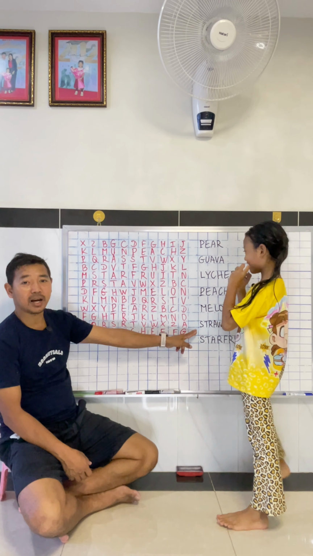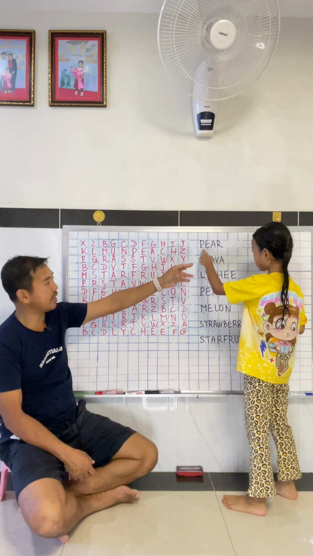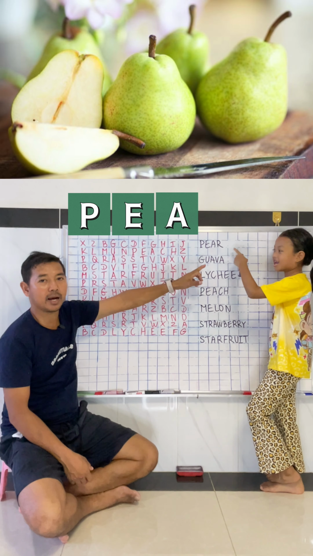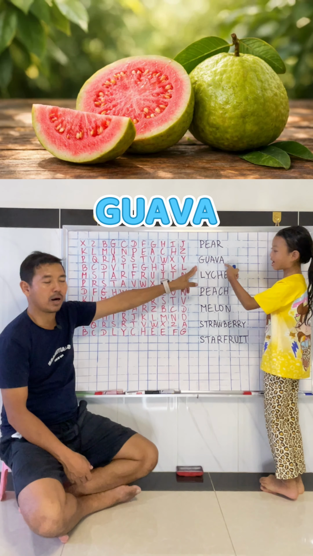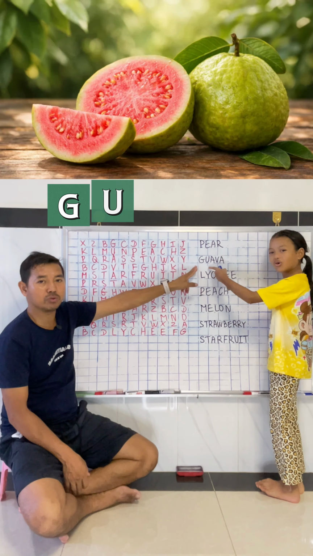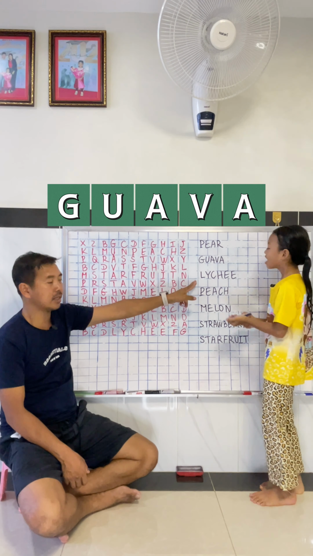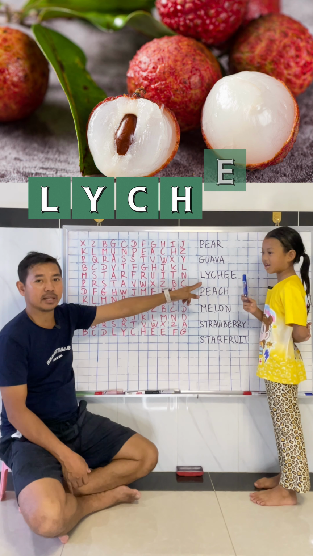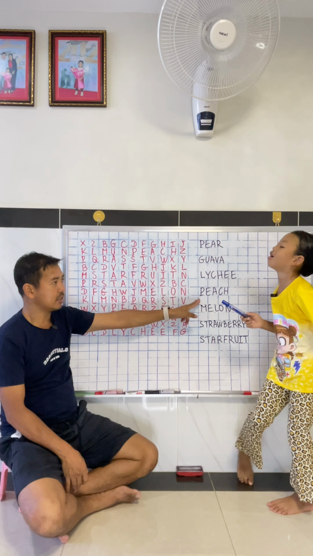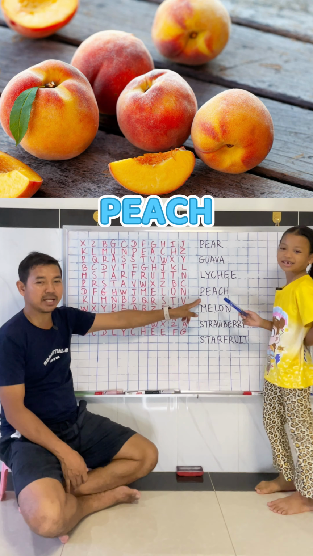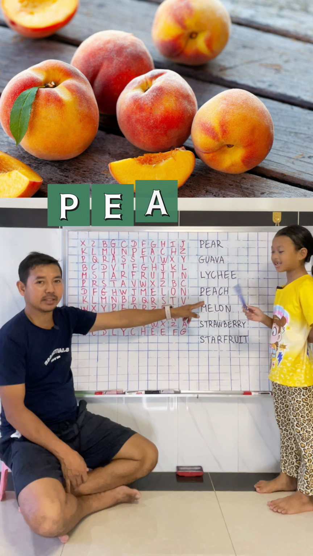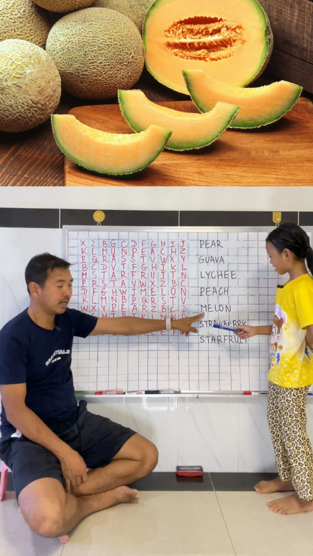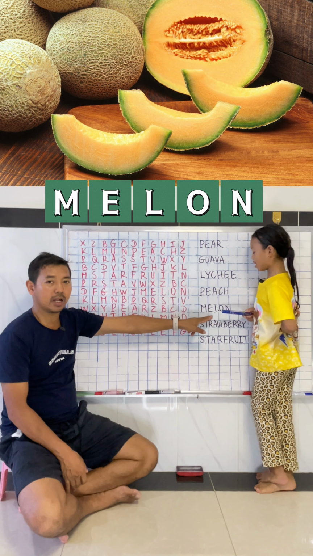So now, after we review, we reading the word and then we will spelling the word. So here, P-E-A-R, guava, G-U-A-V-A, lychee, L-Y-C-H-E-E. I almost forgot. And then peach, P-E-A-C-H, melon, M-E-L-O-N.